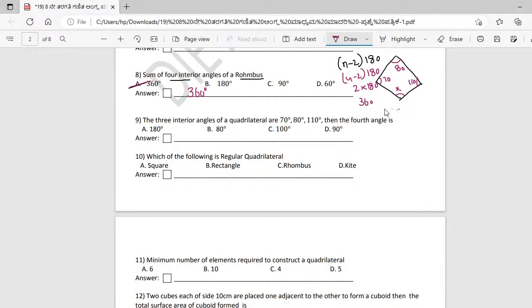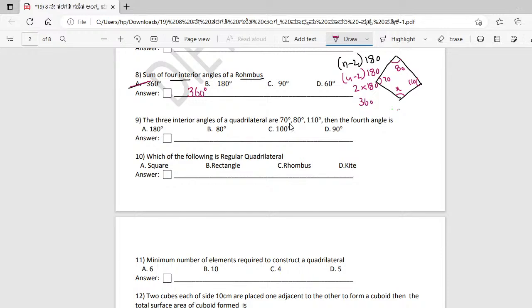Okay, add it all. We need to add all the interior angles of the quadrilateral, and that will be equal to 360 degrees. Okay, why 360 degrees? As we got 360 in the last problem itself, because it has 4 sides, and a quadrilateral is nothing but a figure which has 4 sides.